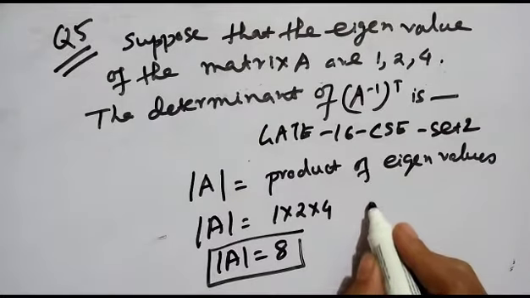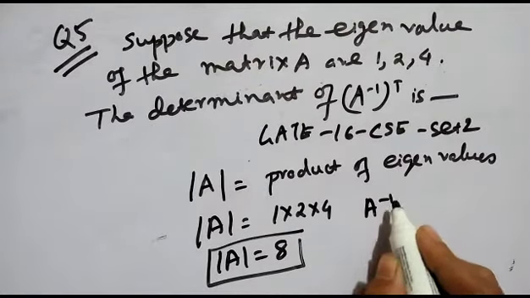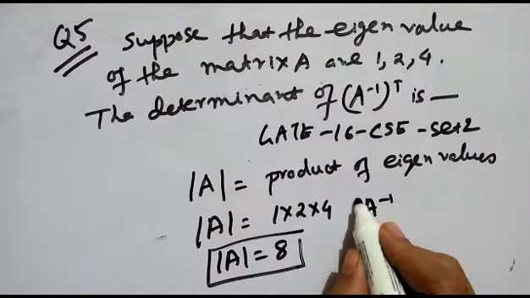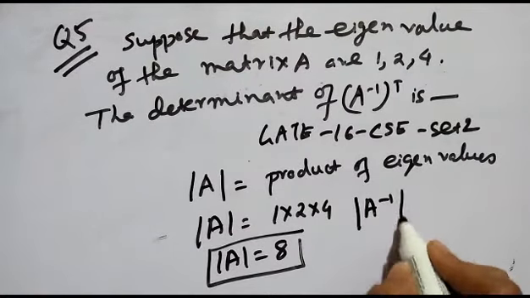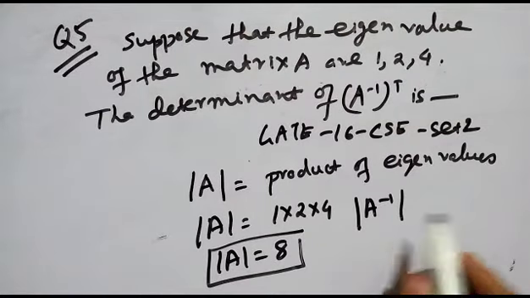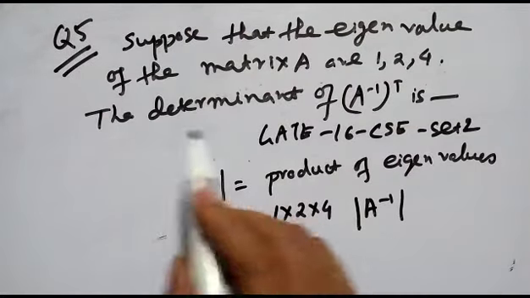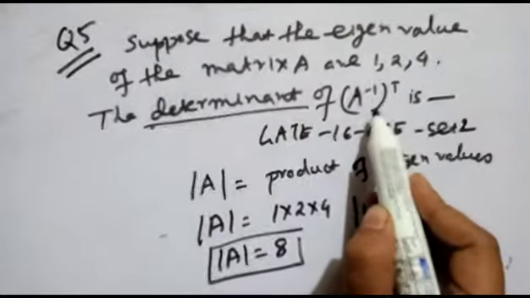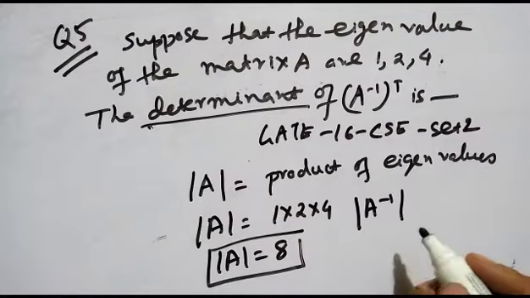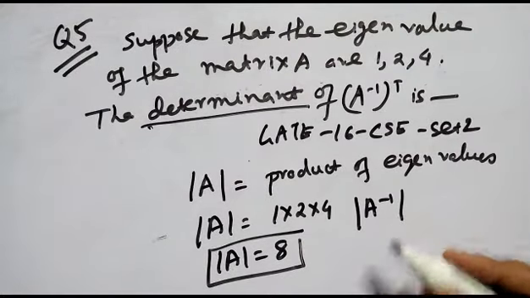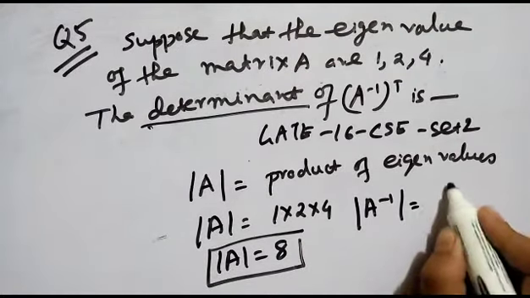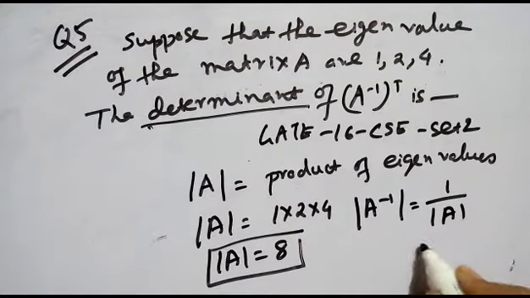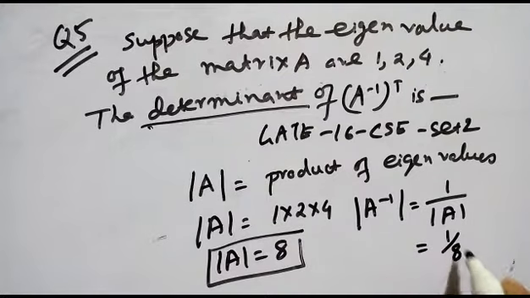Now A inverse. That means mod of A inverse, that means determinant of A inverse, because here we have to find the determinant of this. So firstly we find determinant of A inverse. Determinant of A inverse means 1 by determinant of A. That means determinant of A inverse gives us the value 1 by 8.